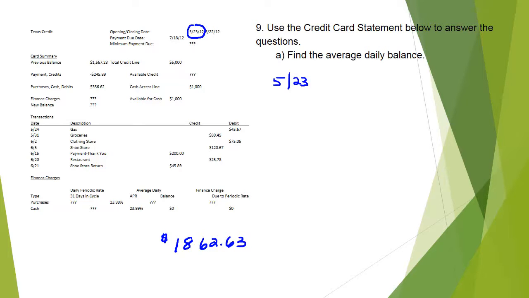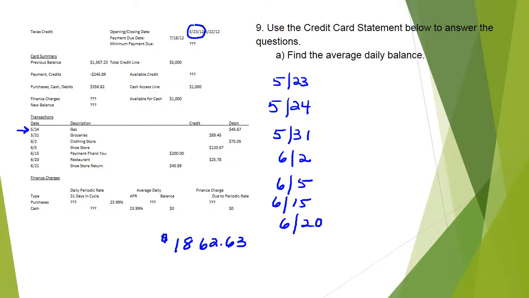$1862.63. And the way you calculate it is you'll notice that your first purchase is made on the 24th. So there you make a purchase on the 24th, you make another purchase on the 31st, another transaction on the 2nd, the 5th, the 15th, the 20th, and then the 21st is when you make your last transaction, which means for the first transaction, there's only one day that my balance started off, and you want to start off with whatever your previous balance was. So that's $1567.23.